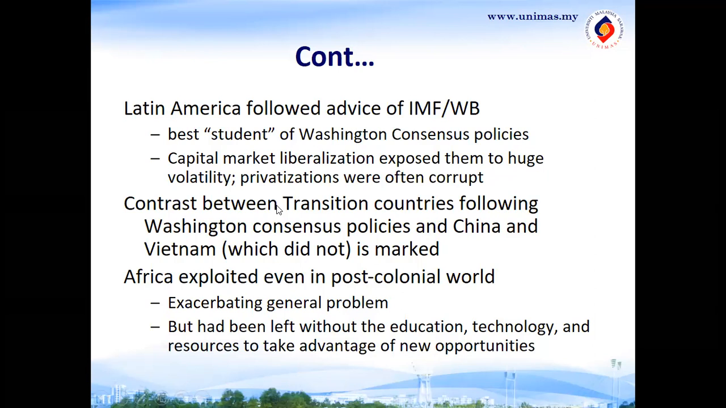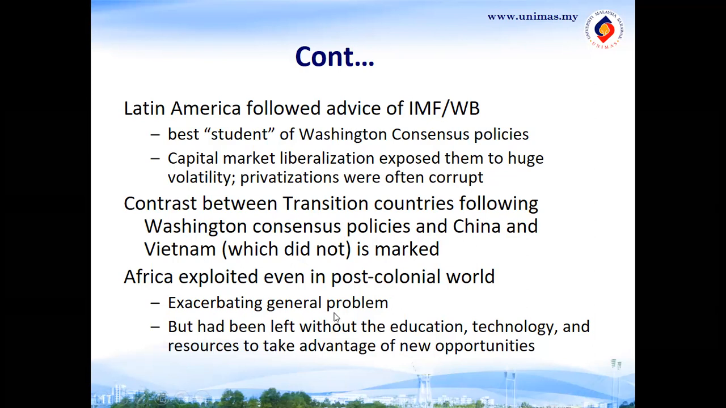And contrast that between the transition countries from Washington consensus policies and China and Vietnam. So you could see this is taking place at a better pace, apa nama yang berlaku di China and also Vietnam now. They're much better than what is happening in some of these Latin American countries.